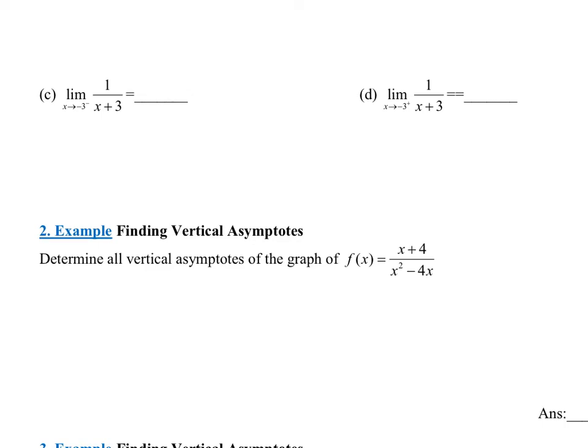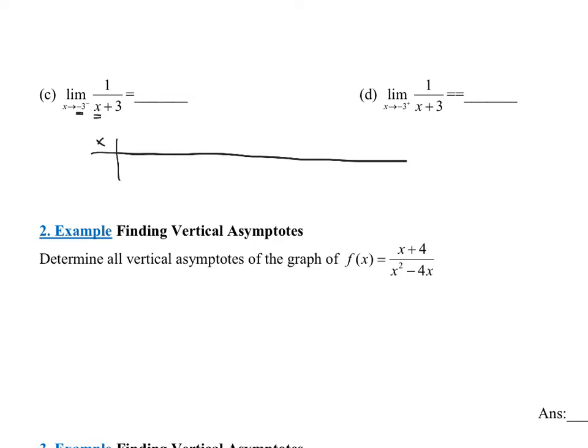Again here, what we're looking at is evaluating limits that we believe are vertical asymptotes. If we plug in the number -3 into the function, -3 plus 3, we would get 0 in the denominator, which is undefined. That's a nice key characteristic of vertical asymptotes. When you plug in the number, you get an undefined.